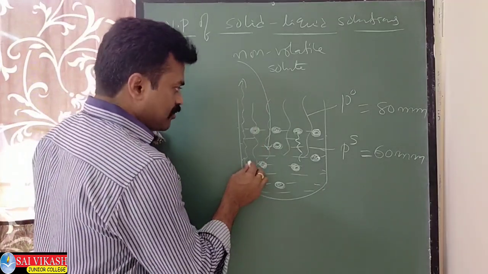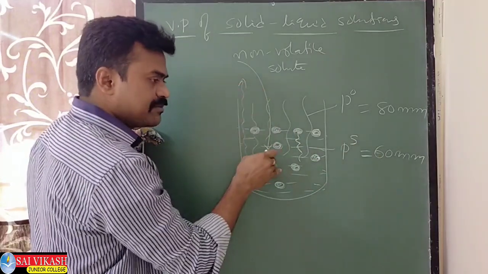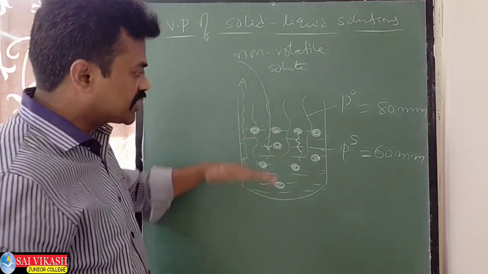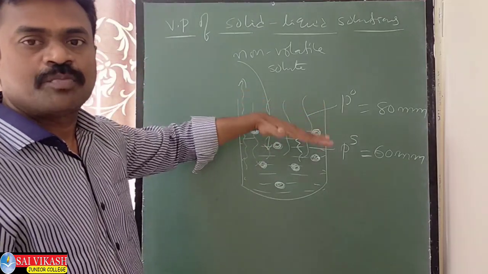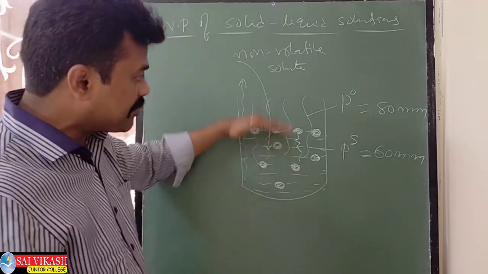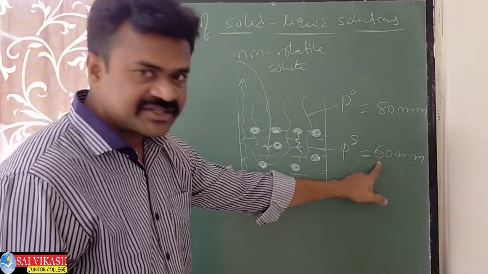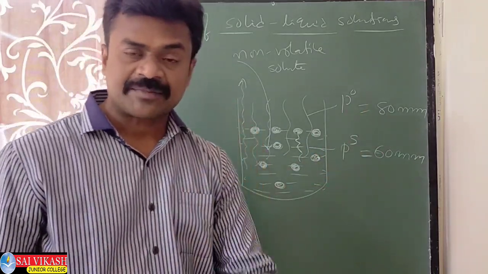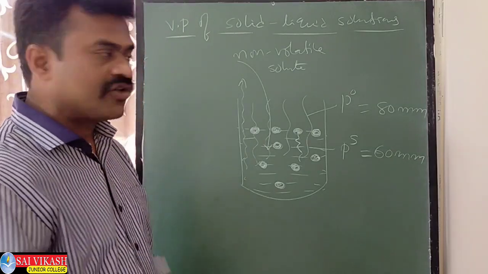But some molecules are vaporized. That's why we got 60. But some solvent molecules are stopped by the solute particles which are occupying the surface of the liquid. That is why vaporization is lower than before. That's why vapor pressure is decreased. How much is the vapor pressure decreased? That is called lowering of vapor pressure.